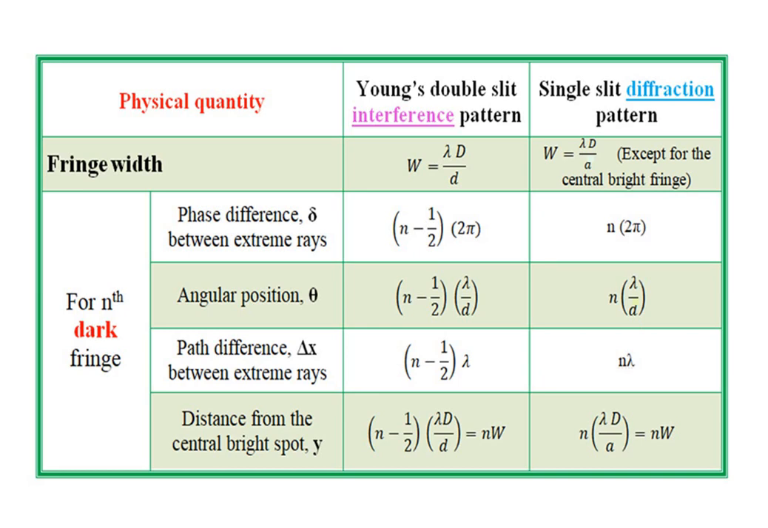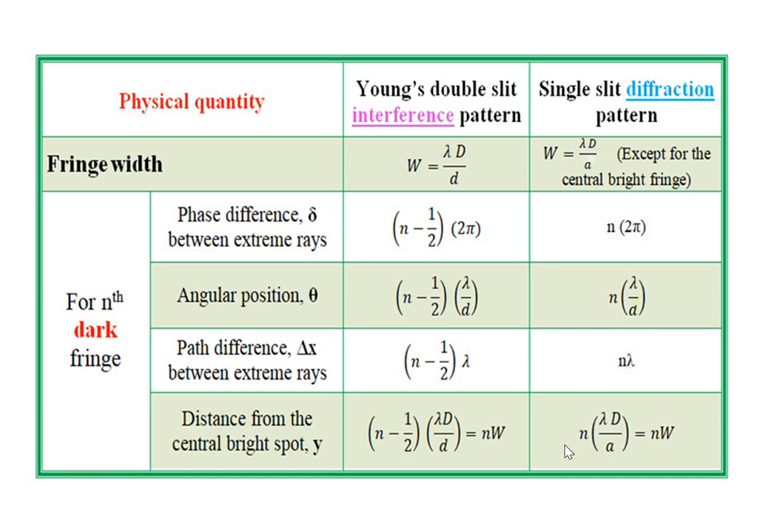Path difference delta x between the extreme rays: in Young's double slit, the formula becomes (n minus 1/2) times lambda. In case of single slit, it becomes n times simply lambda. In case of distance from the central bright spot, in Young's double slit, it becomes (n minus 1/2) lambda D divided by d. And in single slit, the formula becomes n times lambda D divided by a. So here we discussed the comparison between Young's double slit interference pattern and single slit diffraction pattern.